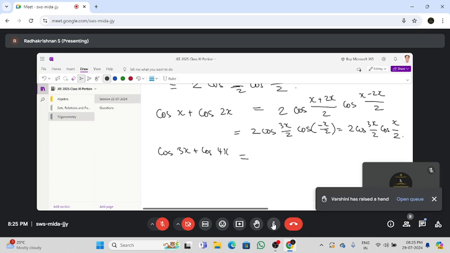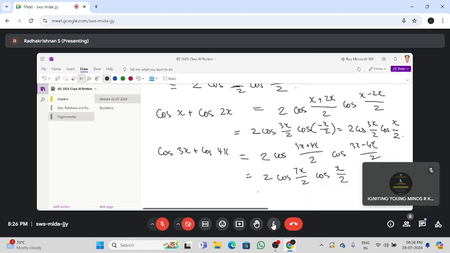The same way, right? 2 cos 3x plus 4x. You can write one step also, no problem. This again comes as minus x by 2. It is the same as x by 2, we can put it that way. So we have got this first term as 2 cos 3x by 2 cos x by 2.